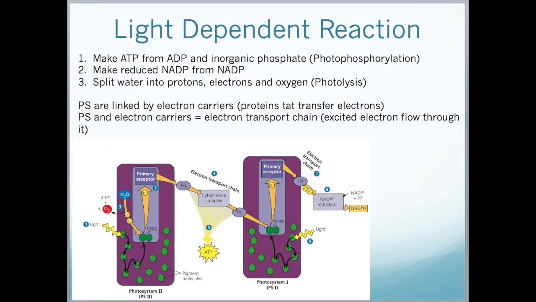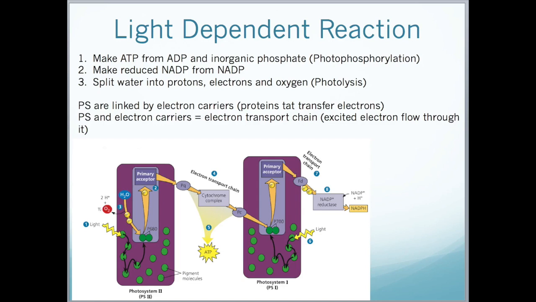In the light-dependent reaction, we need light. It takes place in the thylakoid membranes of the chloroplasts. And here the light energy is absorbed by the photosynthetic pigments in the photosystems and then converted into chemical energy.